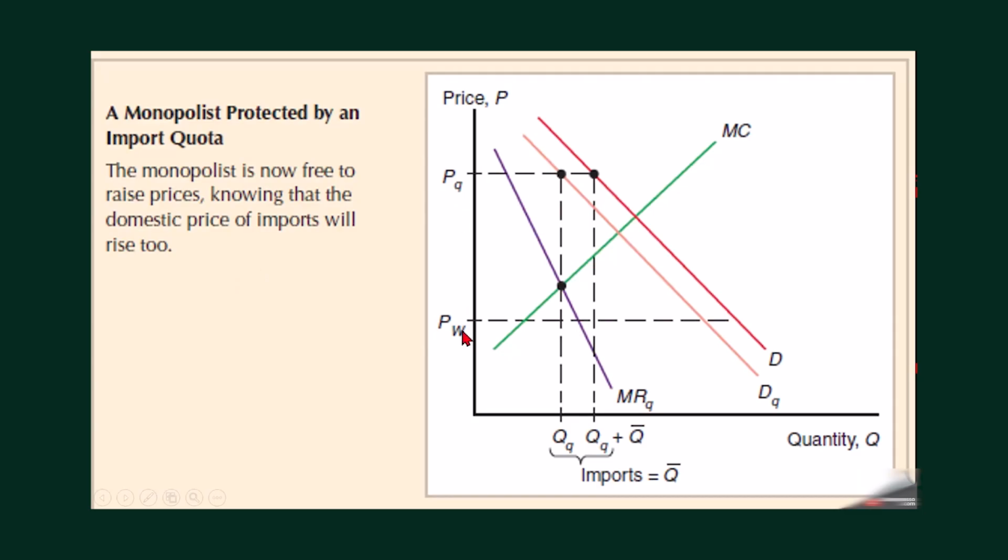So what we observe here is that if in the domestic market there is a monopolist who is getting the benefit of the import quota, the monopolist may charge a higher price and thereby exploit the consumers by charging the gap of PQ minus PW. In this case, the quantity that he will sell in the market is Q plus Q bar, where Q bar is the import quota provided by the government. And in this case, there will be an exploitation of the consumer.